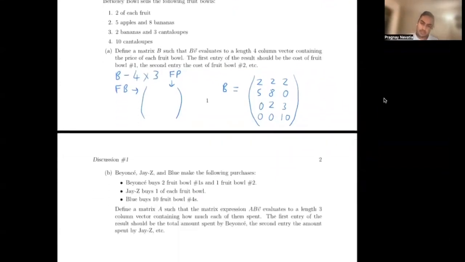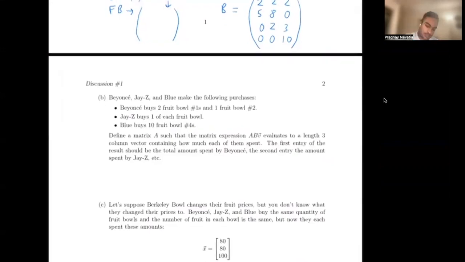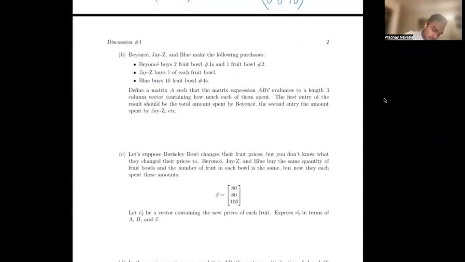Moving on to part B. Here, you have to define the matrix A such that evaluating ABV gives you how much each person spent on food, on the fruits. So now again, let's do the same process. What should the shape of A be? We know that the length of the matrix product is 3, so there should be 3 rows. And we also want the number of columns of A to be equal to the number of rows in B. That means the number of columns should be 4.